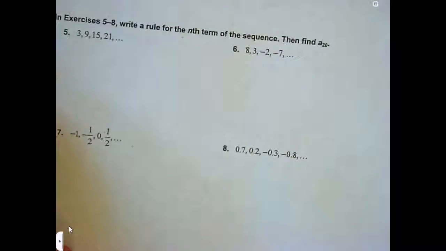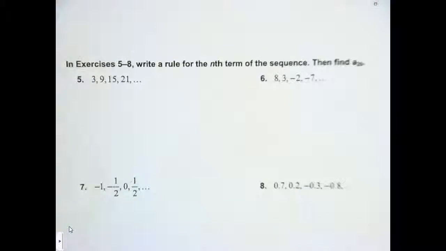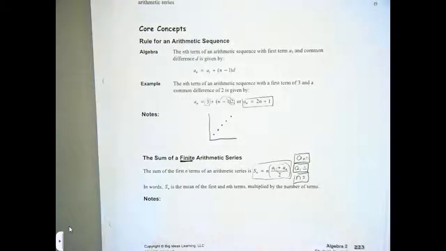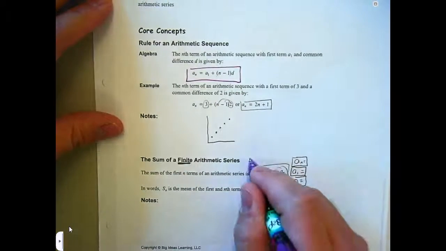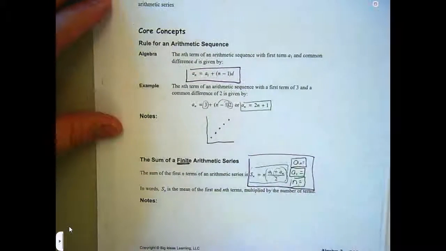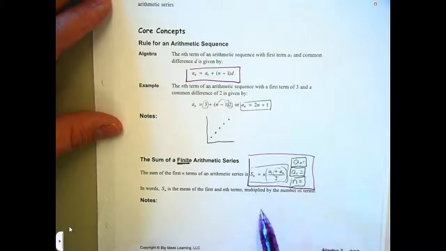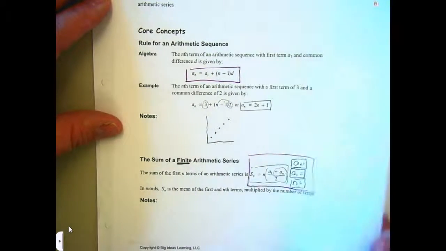Okay, I want you to take a look at 5 and 6. It says write a rule for the nth term of the sequence. Now recall, this is a sequence, this is not a series. When you go back to your formula page on page 223, are we using the top one or the bottom one? Top. It is the rule for the sequence. The bottom is a rule for a series. Remember, when you're finding the sum, it's a series. Otherwise, it's a sequence.